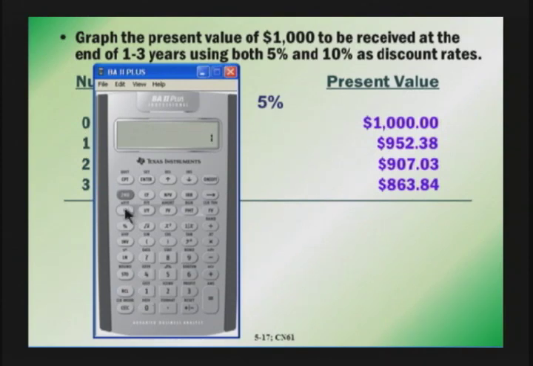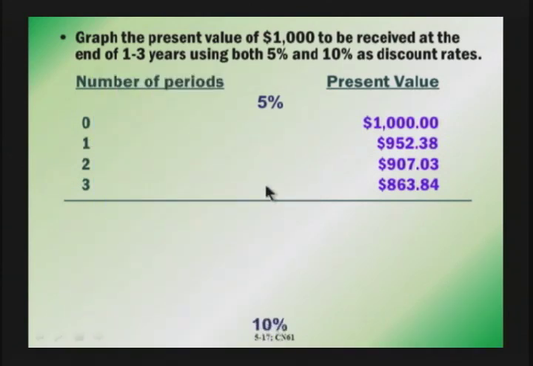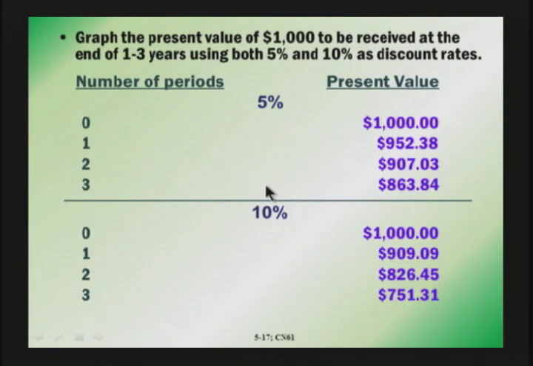Now if I change the number of periods to 1 and recompute the present value, I've discounted one period at 5%, and now my present value is 952.38. And you can verify if I discount 2 periods, I'll recompute, I get the 907.03, and then 3 periods, recompute my present value, I'm at 863.84. You can do the same with the 10% discount rate and verify those present value results.